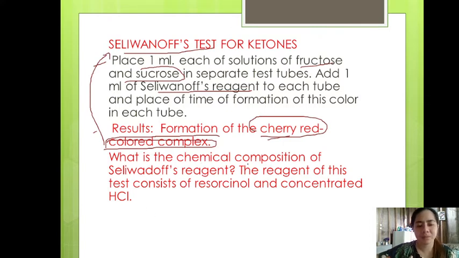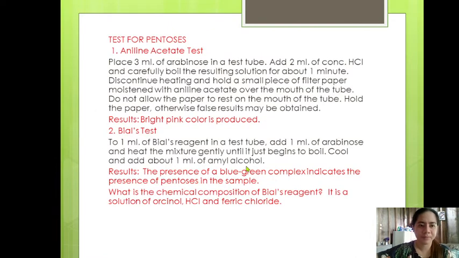So, what is the chemical composition of Seliwanoff's reagent? The reagent of this test consists of resorcinol and concentrated hydrochloric acid. So, remember this. What is the composition of Seliwanoff's test for ketones? The chemical composition of Seliwanoff's reagent is resorcinol and concentrated hydrochloric acid. So, test for pentoses, which is also a kind of sugar.